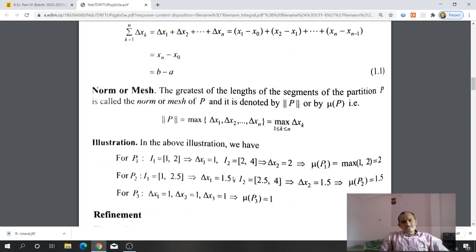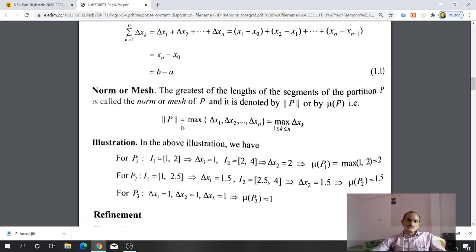So this definition is actually the greatest length of segment in the partition P is called the norm or mesh of P, and we will denote this norm of P by this notation, mu of P. So what is the norm of P in mathematical notation?